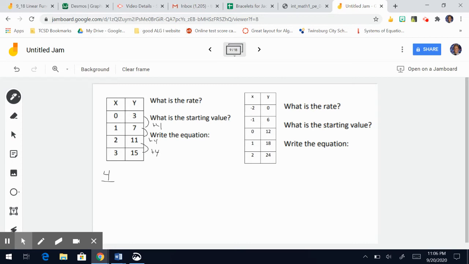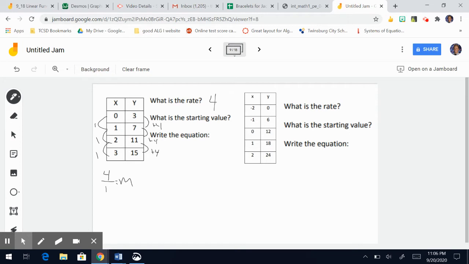And now my change of x, remember y is always on top, x goes on the bottom. From 0 to 1 is plus 1. From 1 to 2 is 1. And from 2 to 3 is 1. So that is going to be my slope, or my rate of change, 4 over 1. Or just 4, because we're intelligently lazy. We don't need that dividing by 1.